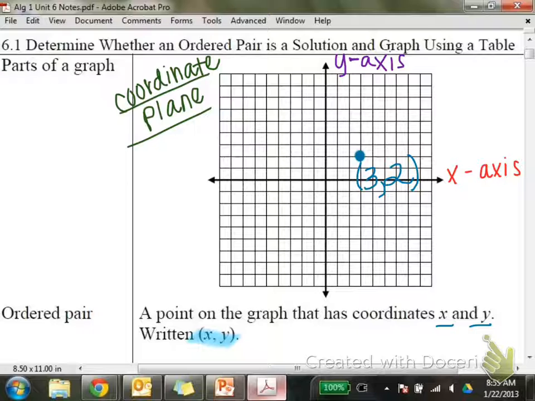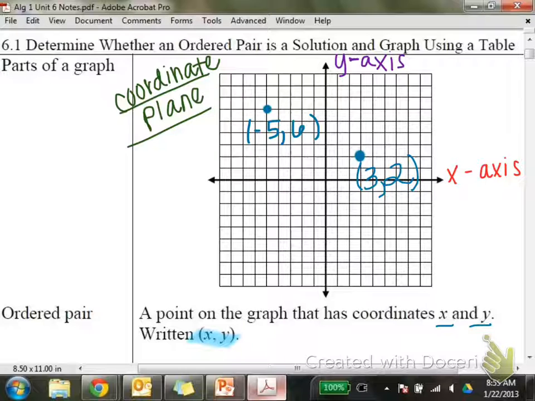Let me give you another one. For the second one, I want you to go left 5 spaces and up 6. So left 5, up 6. Plot that point, and I want you right now to write down the coordinate for it. Okay, Jasmine, so what are the coordinates of that one? (-5, 6). Do you guys agree?